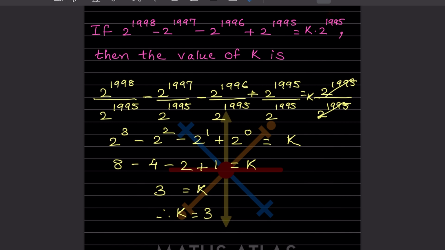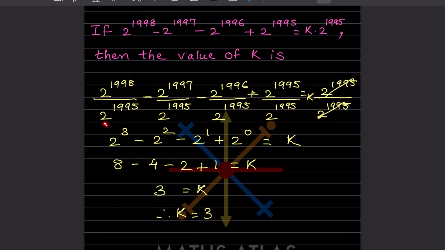We can divide this throughout by 2 raised to 1995. So this divided by 2 raised to 1995, again this divided by 2 raised to 1995, this divided by 2 raised to 1995, this divided by 2 raised to 1995. This also, k into this divided by 2 raised to 1995. So here what happens, k multiplied by, this is going to get cancelled.